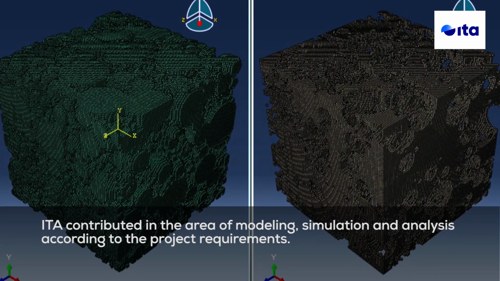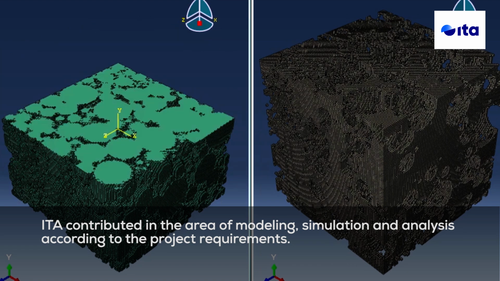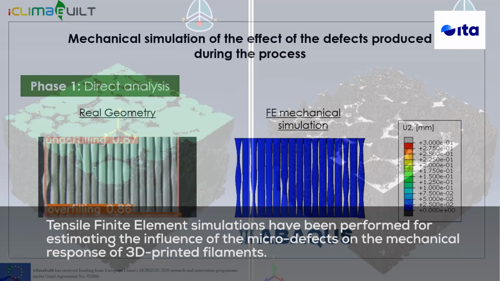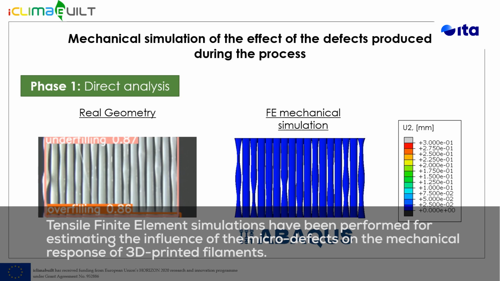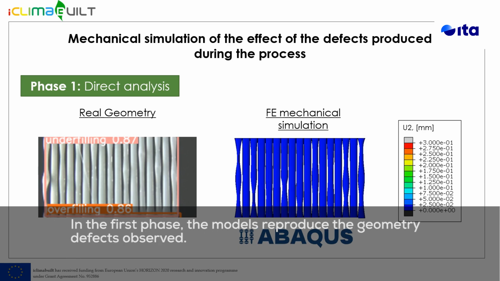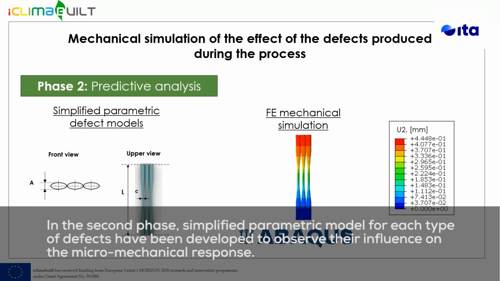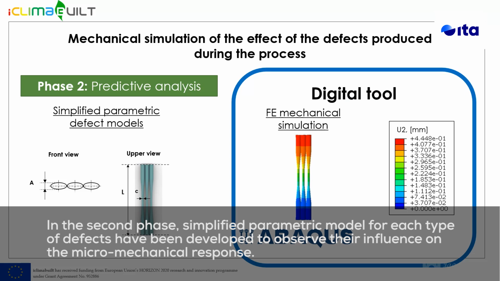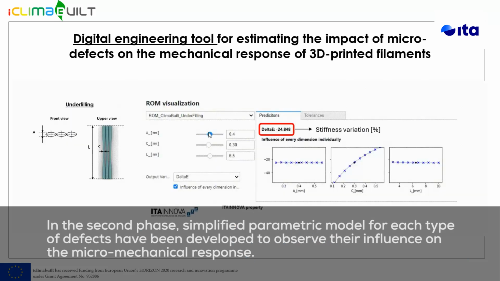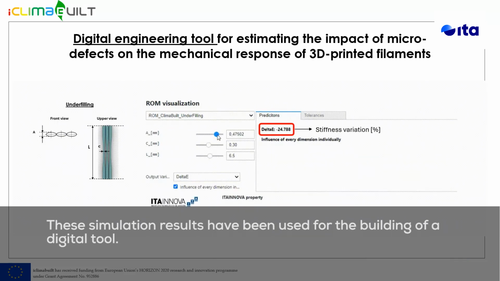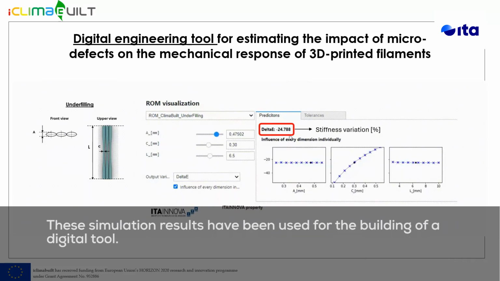ITA contributed in the area of modeling, simulation, and analysis, according to the project requirements. Tensile finite element simulations have been performed for estimating the influence of the microdefects on the mechanical response of 3D printed filaments. In the first phase, the models reproduce the geometry defects observed. In the second phase, simplified parametric models for each type of defect have been developed to observe their influence on the micromechanical response. These simulation results have been used for the building of a digital tool.